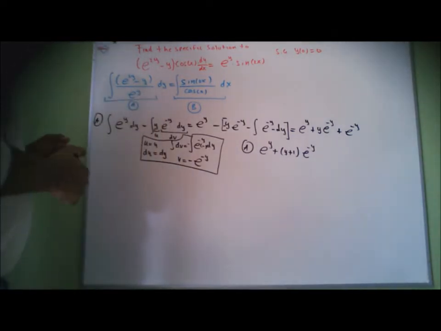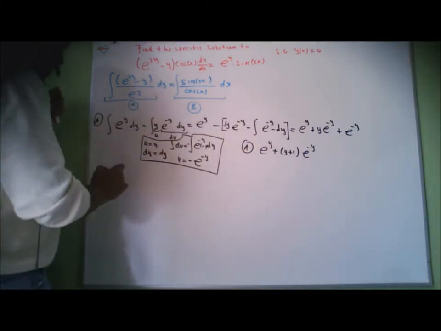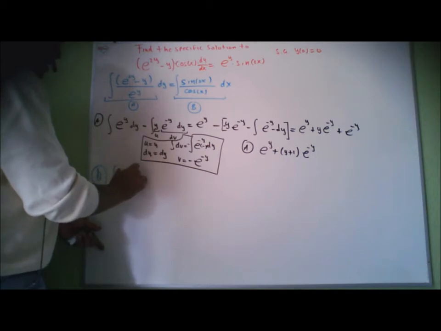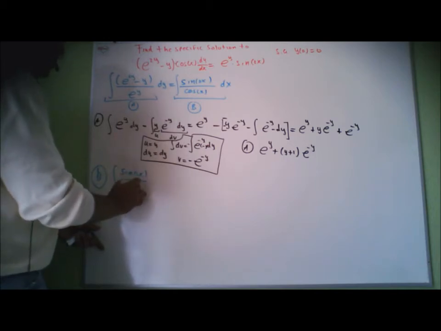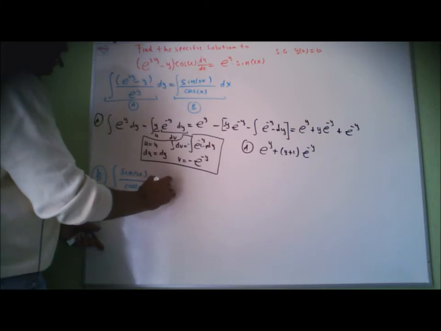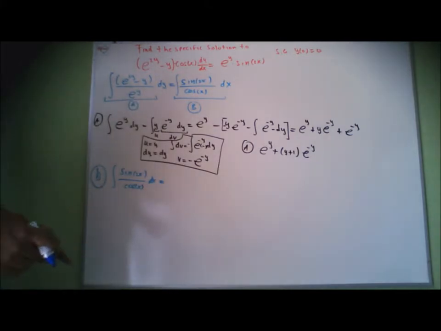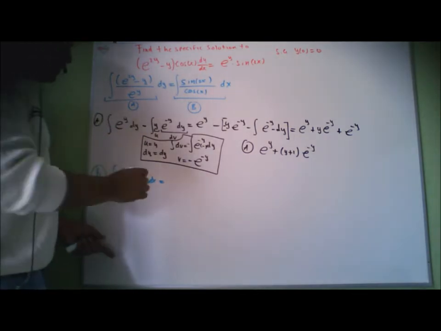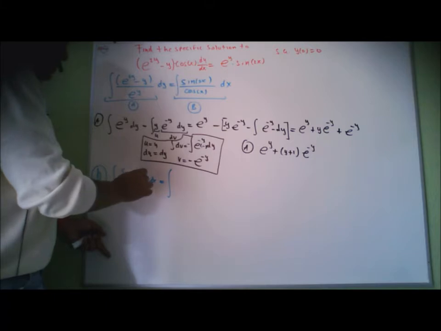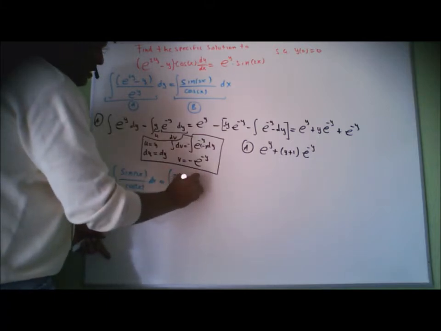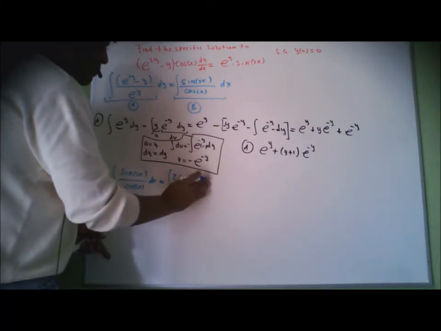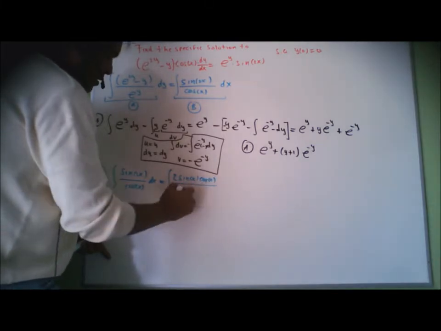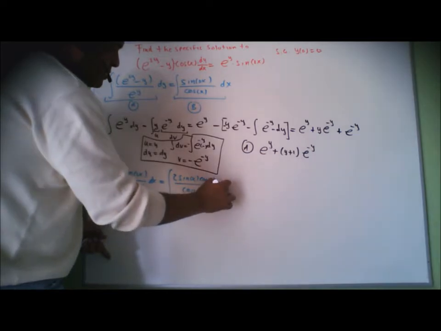Now let's resolve part b. Part b is the integral of sine of 2x divided by cosine of x, differential of x. Here I'm going to use a property of trigonometric identities: sine of 2x is the same as 2 sine of x cosine of x, divided by the cosine of x, differential of x.